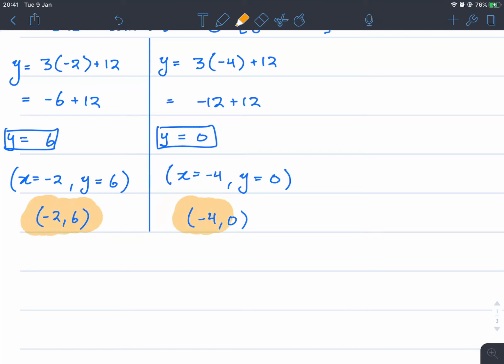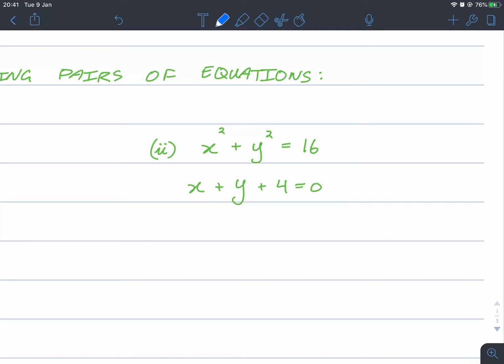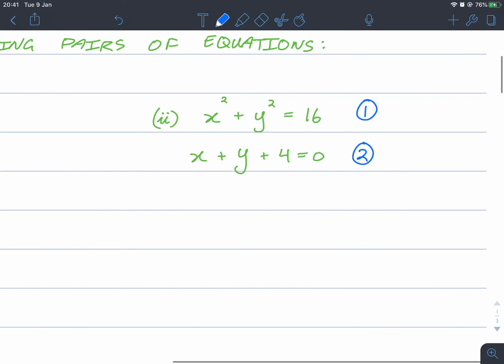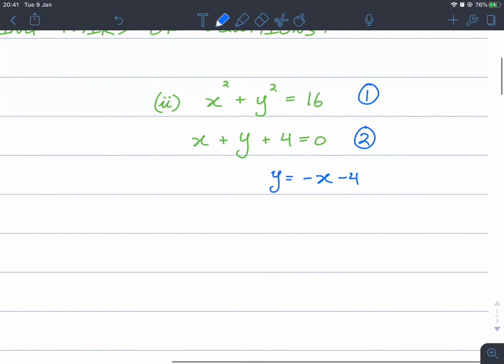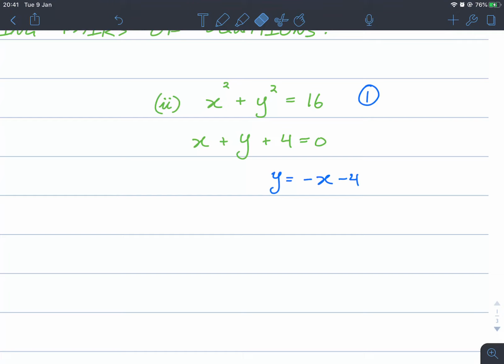All right, let's do one more question. I'm going to go a little bit faster now. Here we go. For this one, we need to rearrange the equation so that we get a subject. So for this, I'm going to rearrange the second equation so that it looks like a y equals something. So I'm going to let y be on this side. I'm going to move the 4, gives me -4. I'm going to move the x to the other side, giving me -x. So here's my, I'm not going to use this equation, I'm going to use this one.